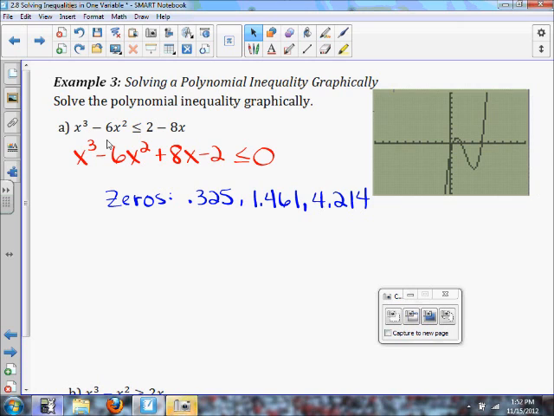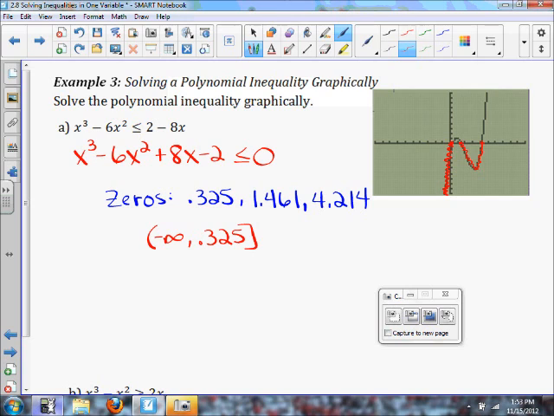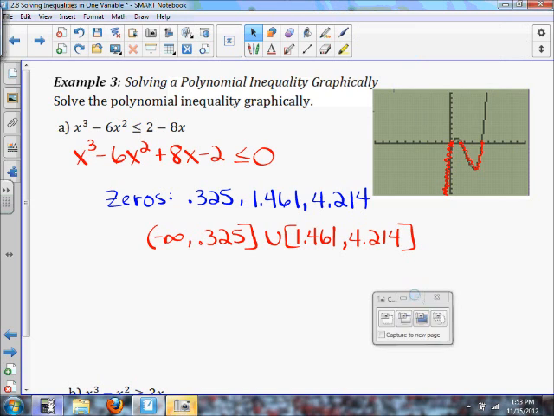Now, it says, where is this less than or equal to 0? Well, it's less than or equal to 0 here and here. That's where it's less than or equal to 0. So this is the point 0.325. This is the point 1.461, and this is the point 4.214. So our answer will be negative infinity to 0.325, including that since it's equal, in union with 1.461 to 4.214. That's where it would be less than or equal to 0.